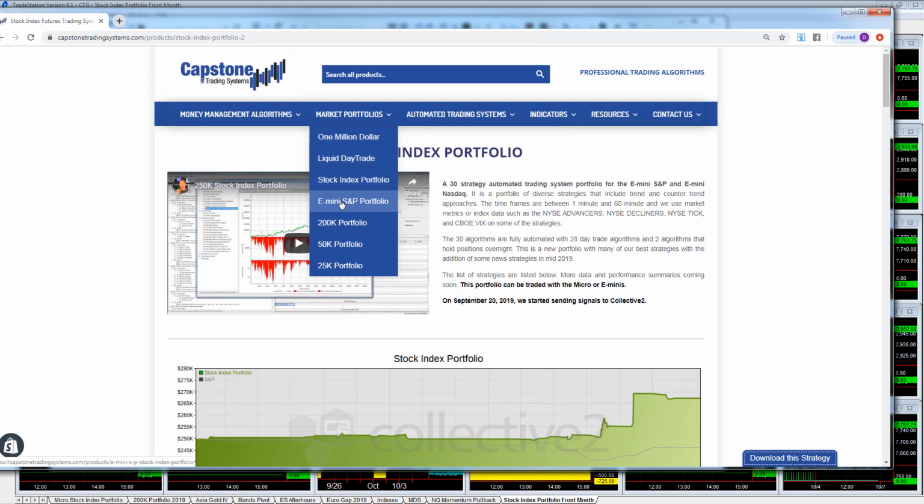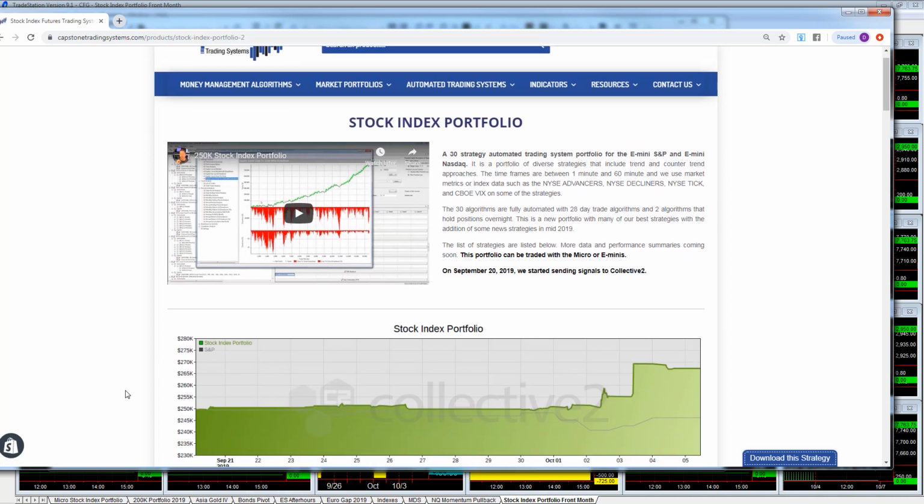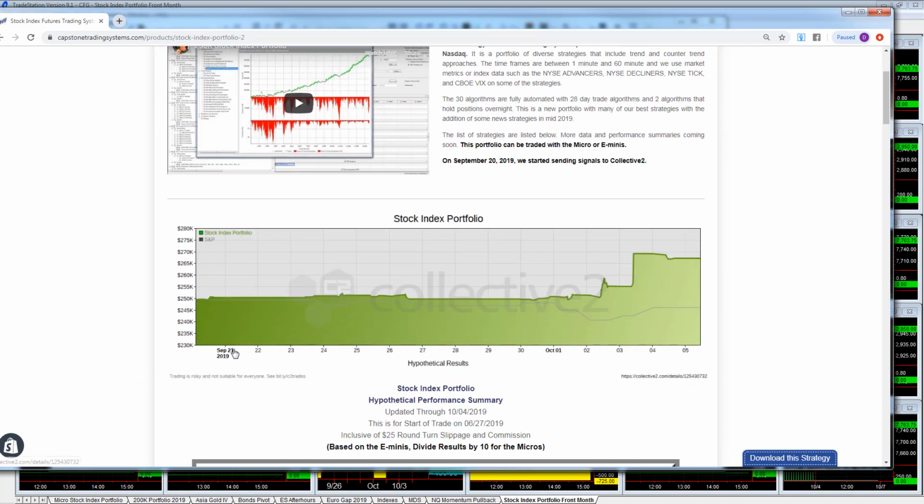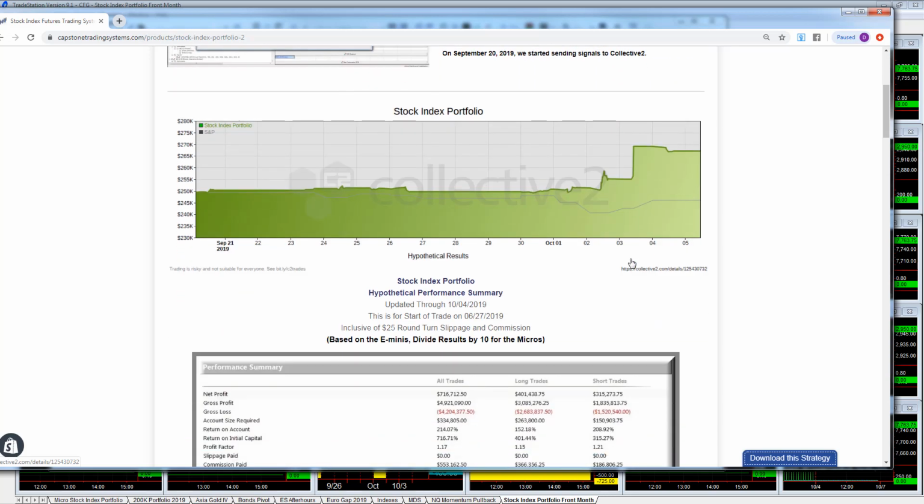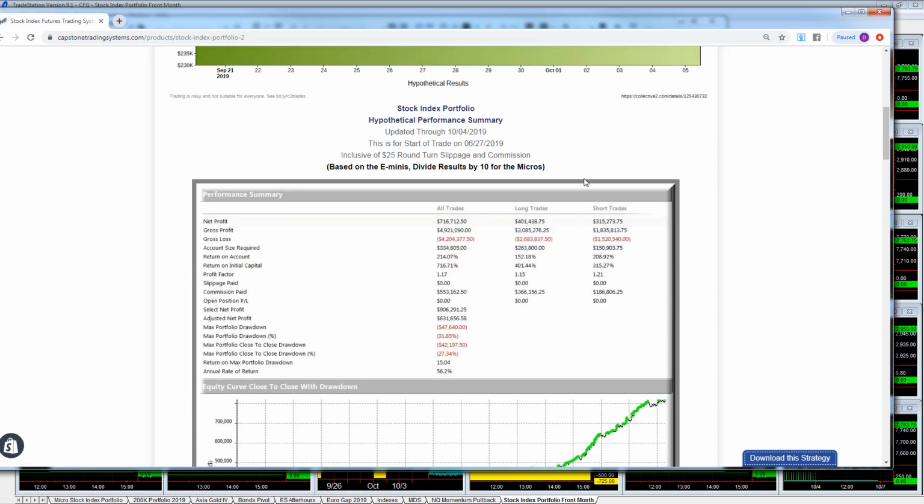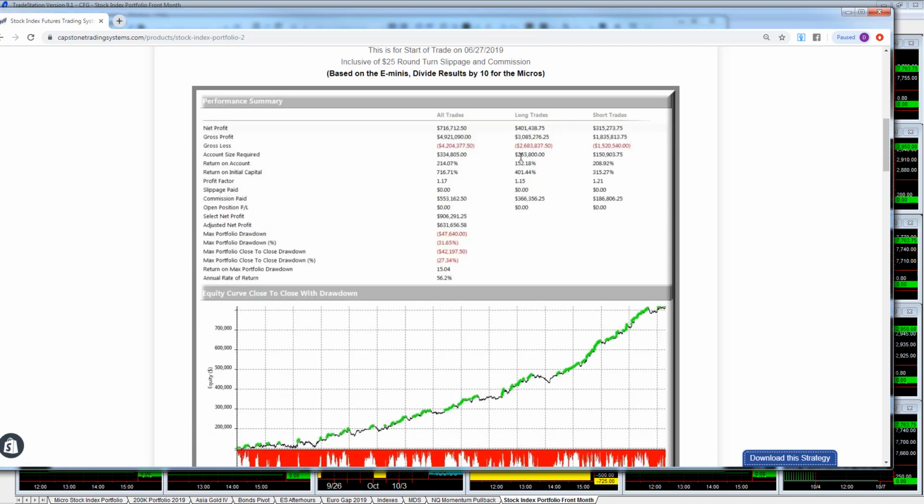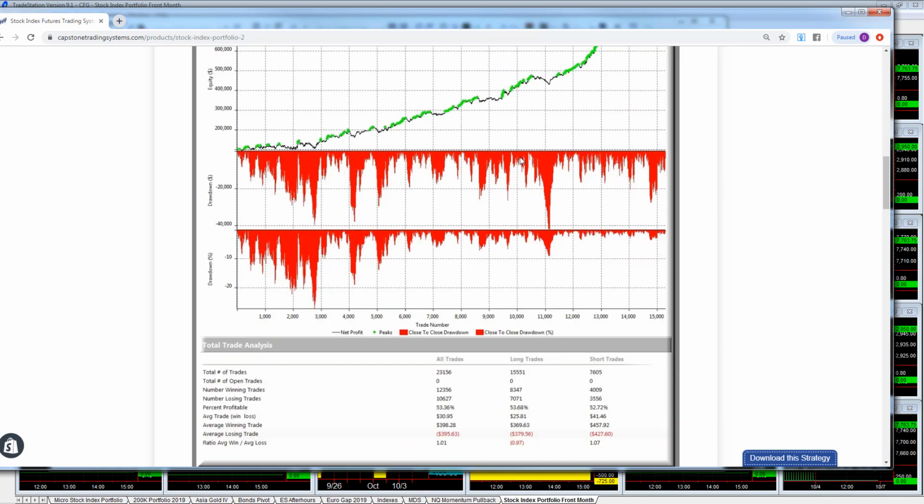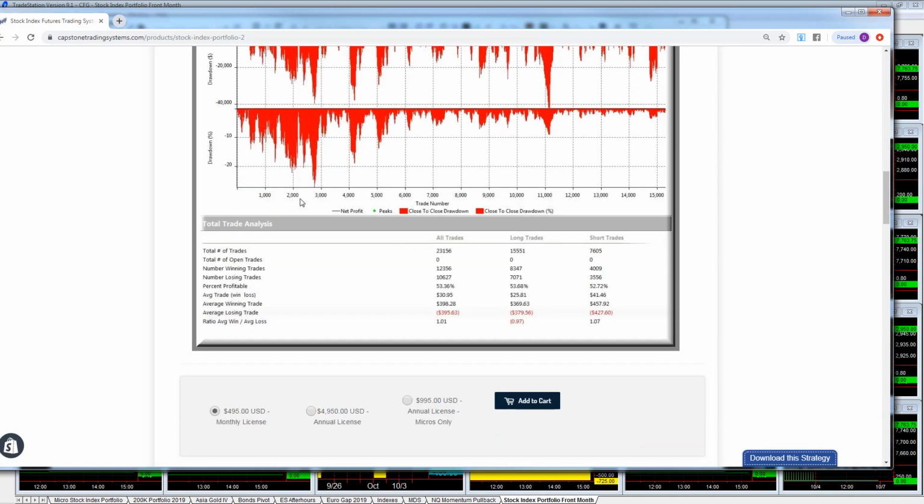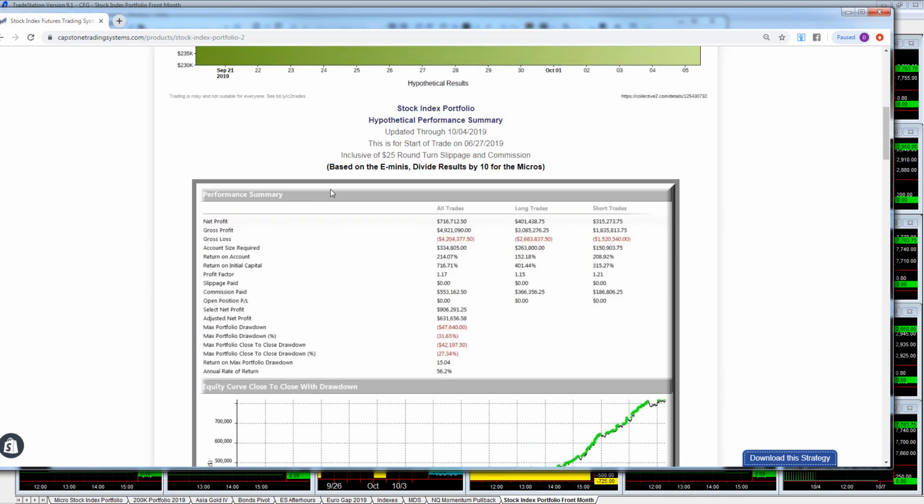If you want to trade a smaller version of this, E-mini S&P, just trade the E-mini S&P strategies. Started tracking this since September the 20th on Collective 2. You can click on this and get more information. Here are the hypothetical performance summaries. This is back tested to 2007. So these results go back to 2007.